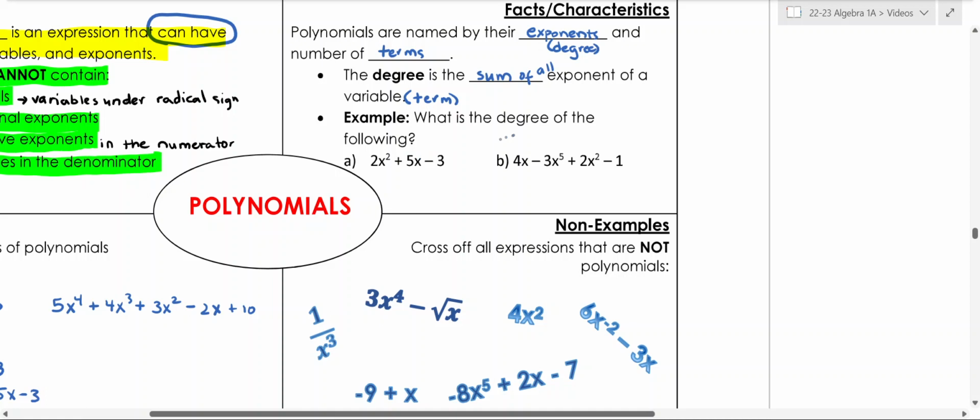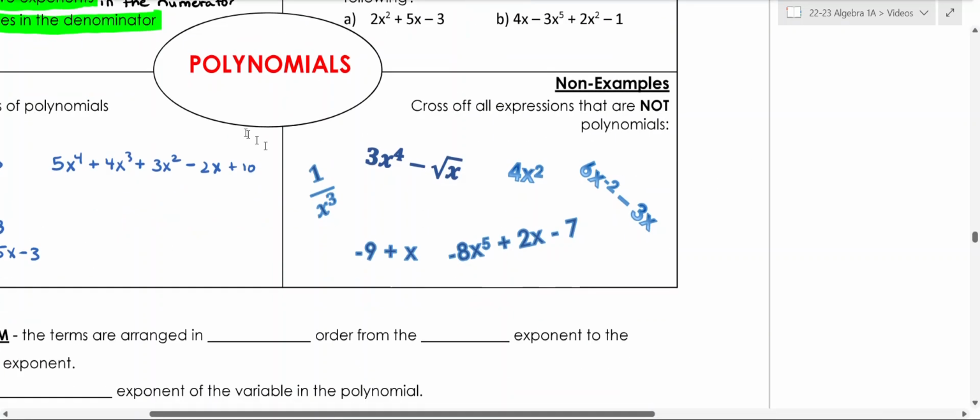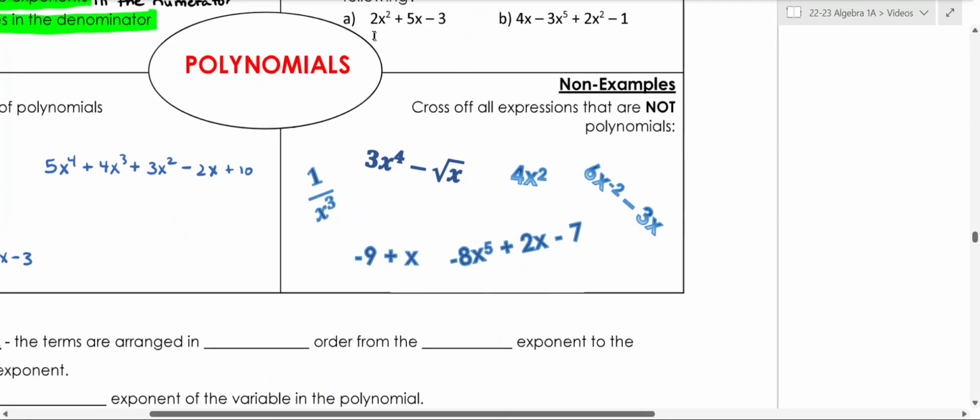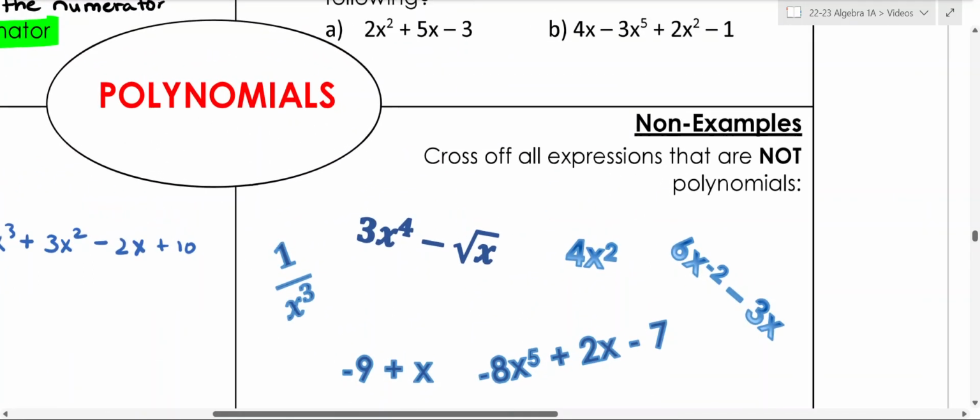Okay, so an example, what is going to be the degree? So we have 3 terms here. Let me zoom in because I can barely see it. So the first term is 2x squared. The second term is 5x. And the last term is negative 3. To tell the degree of a term, you have to look at the exponents on the variables. So 2x squared only has one variable, x, and the exponent is 2. So ergo, the degree is 2.